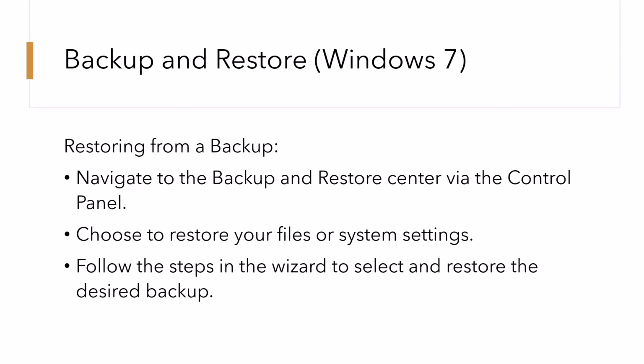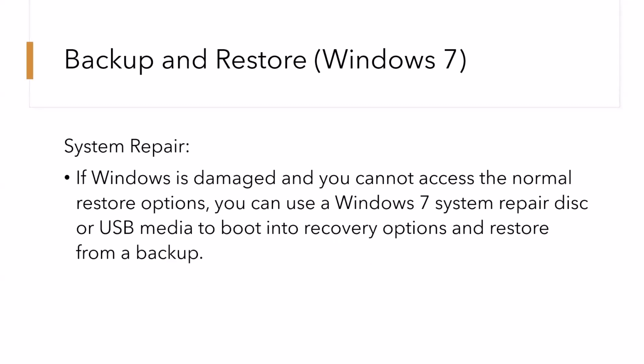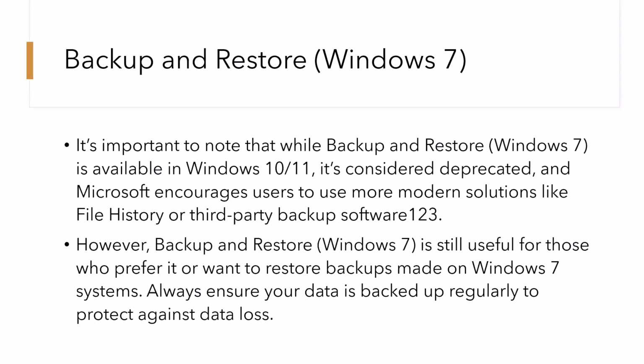To restore from that backup, you'll want to navigate to the Backup and Restore Center via the Control Panel. Choose to restore your files or system settings, following the steps in the wizard to select and restore the desired backup. If you want a system repair, if your Windows is damaged and you cannot access the normal restore options, you can use a Windows 7 system repair disk or USB media to boot into recovery options and restore from a backup.